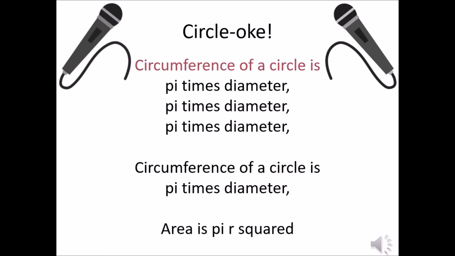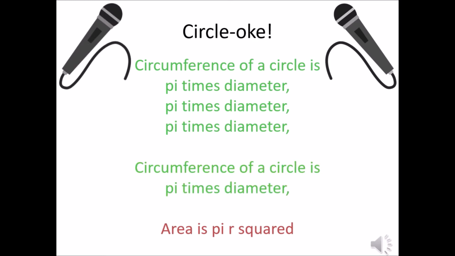Circumference of a circle is pi times diameter, pi times diameter. Circumference of a circle is pi times diameter, area is pi r squared. All about circles. Circumference of a circle is pi times diameter, pi times diameter. Circumference of a circle is pi times diameter, and area is pi r squared.